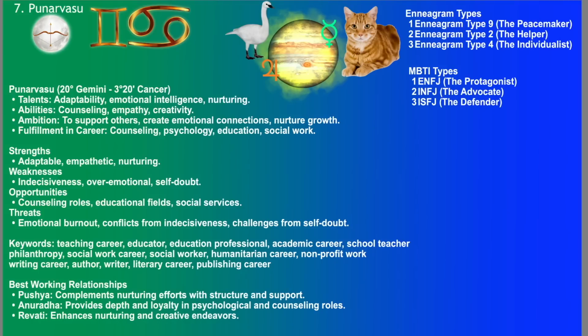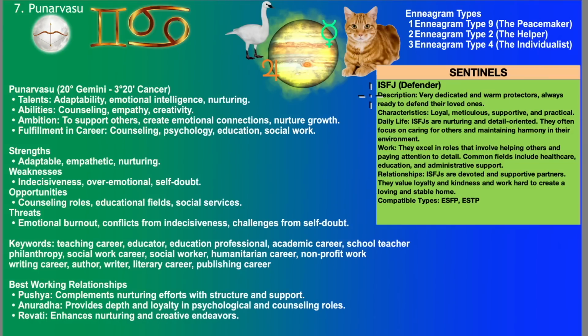Last MBTI type would be ISFJ. Now, ISFJ are defenders. They are sentinels. They are very dedicated and warm protectors and always ready to defend their loved ones. I would think that is Punarvasu going into the last pada in Cancer. Loyal, meticulous, supportive, and practical. They are nurturing and detail-oriented at work. They excel in roles that involve helping others and paying attention to details. Healthcare, education, and administrative support.